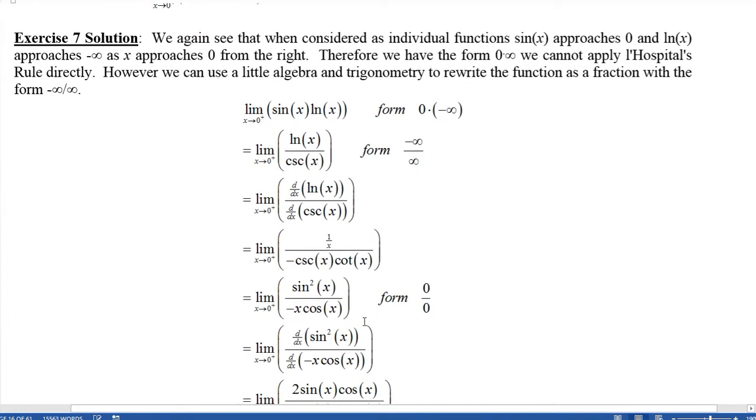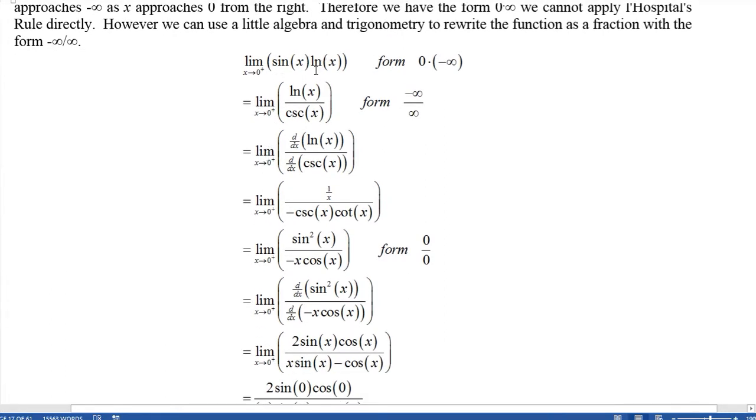Okay, so it turns out, I think, in this case, that if we rewrite this as ln of x over 1 over sine x, 1 over sine x is cosecant of x. So rewrite the sine x as 1 over cosecant of x, and then rewrite it as a fraction like this. Now, both the numerator and the denominator are going to either infinity or negative infinity. So that is the form that L'Hopital's rule applies to, one of the two forms.